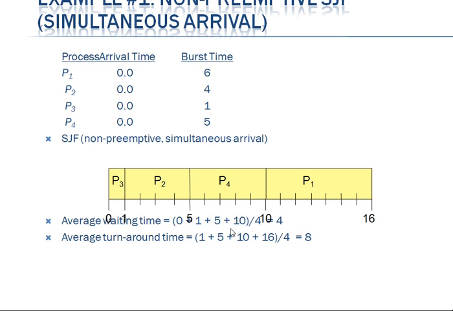Calculating the average waiting time will give you the value of 4. Looking at this Gantt chart, we find the average waiting time, and in this case it is 4. The average turnaround time, here you can see, is 8 milliseconds. So this is the case if it is non-preemptive and all of the processes are available at the same time.